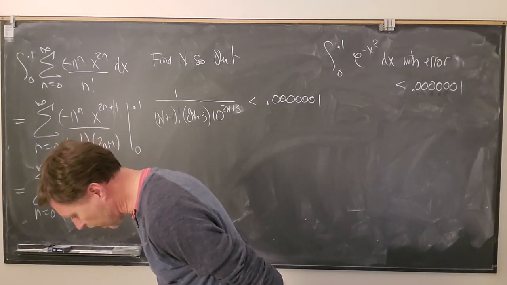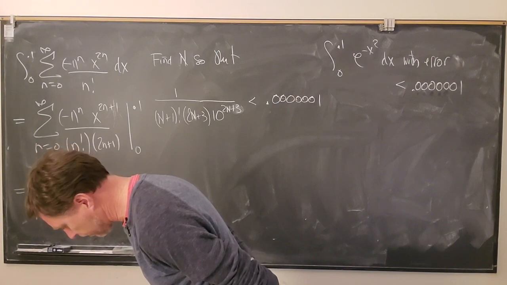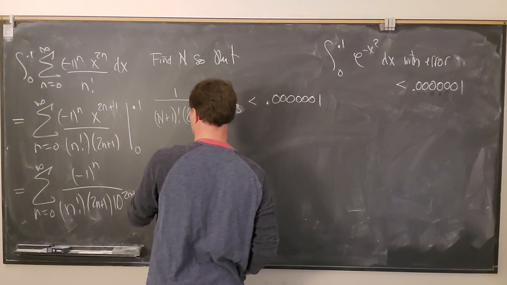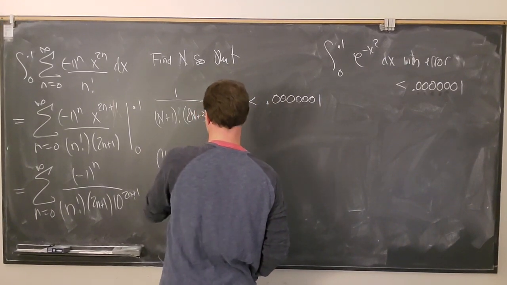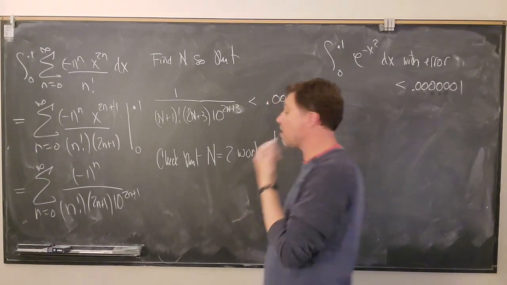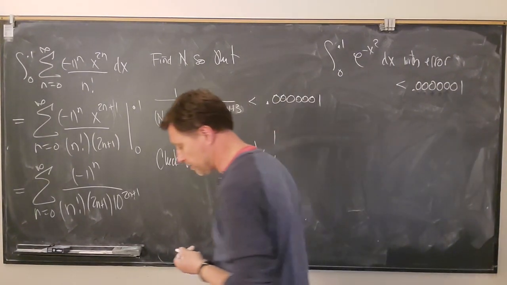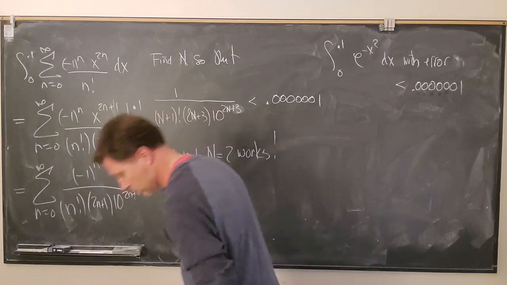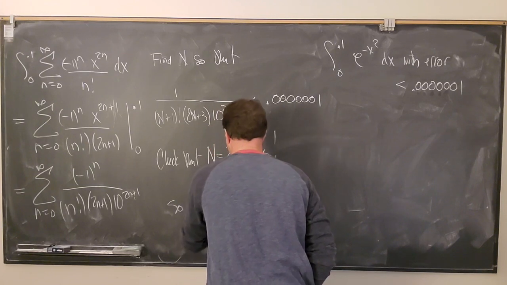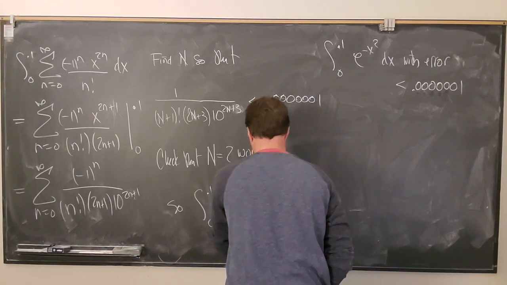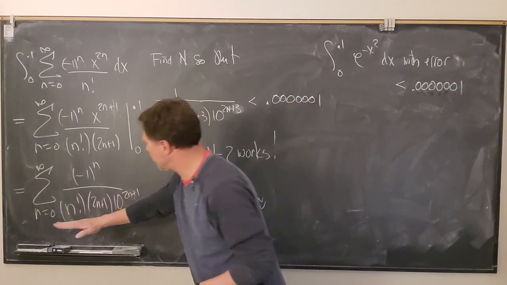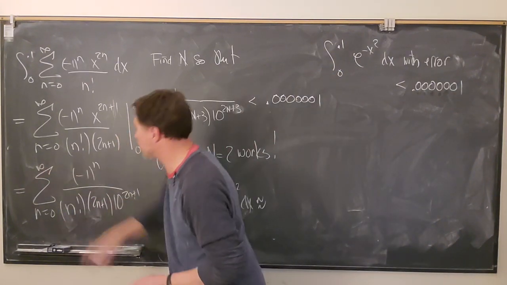Now, you can just try, if you try n equals 1, it doesn't work, but n equals 2 works. So check that n equals 2 works. So that's pretty small. And so what does that mean then? So the integral from 0 to 0.1 of e to the minus x squared dx is approximately equal to this series where instead of an infinity right there, I put a 2.